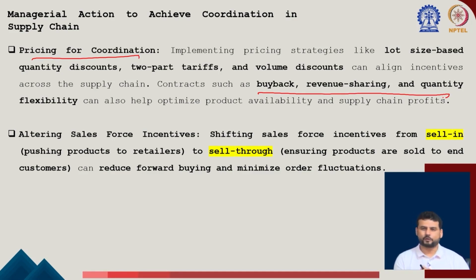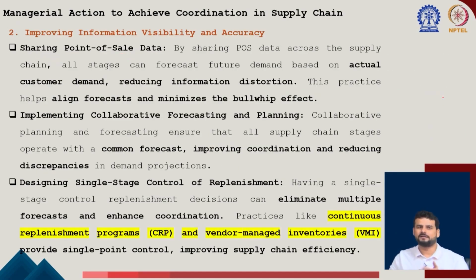Aligning sales force incentive. So there is one approach, sell in. If you are selling to your retailer, that is not the ultimate objective. You should sell through your end product to the end user. Selling to the retailer means your retailer is you only, one supply chain, right? So if you are producing and selling to the retailer, but the retailer is not able to sell further, then it is a problem.